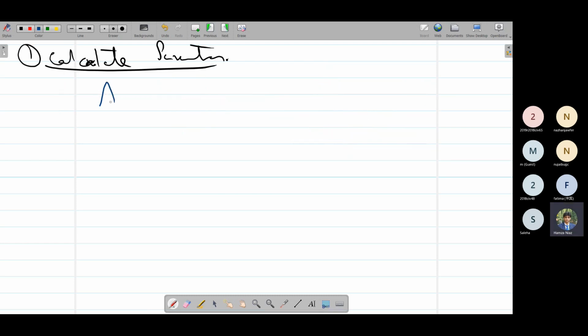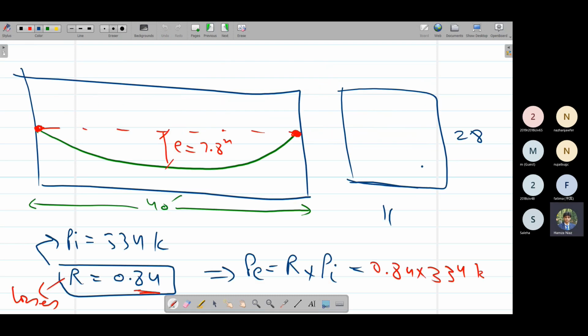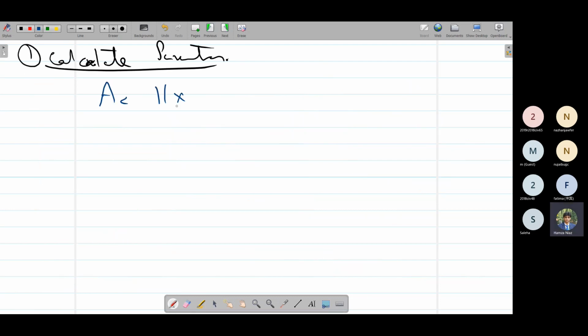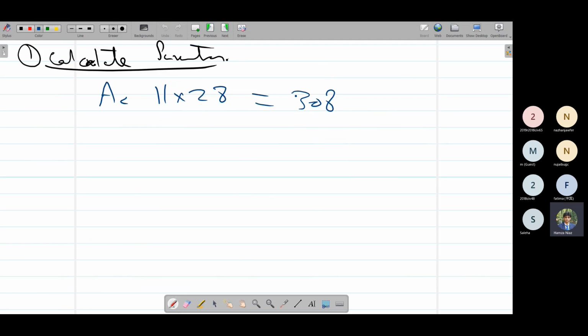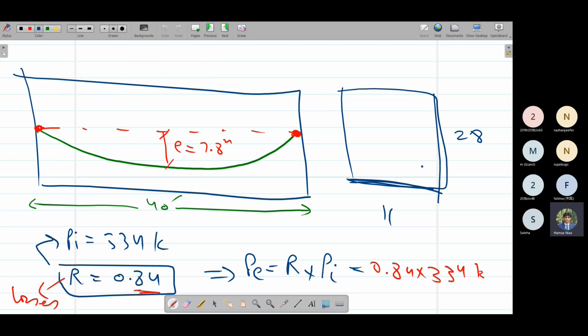So area of concrete, Ac, is simply 11 times 28, which is 308. This would be the area of concrete. Second, for radius of gyration, we require the moment of inertia. So Ic would be b d cubed by 12, 11 into 28 cubed by 12.